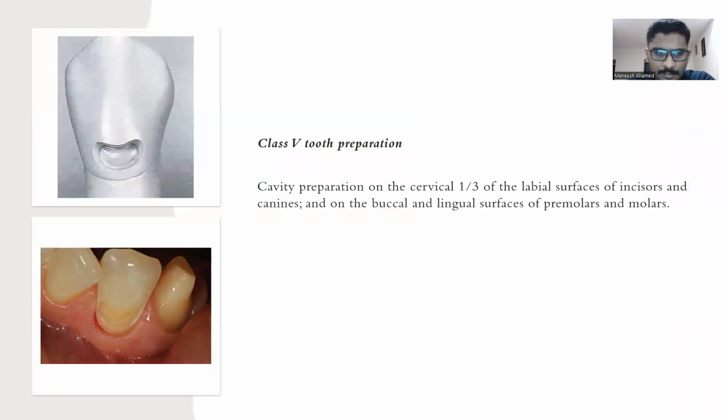Now, class 5 tooth preparation. It is the tooth preparation on the cervical third of the labial surface of incisors and canines, and on the buccal and lingual surfaces of premolars and molars. So it is basically on the cervical third of all teeth, that is, on the labial surface of canines and incisors, and on the buccal or lingual surfaces of posterior teeth. So it is basically the cervical third of all the teeth.